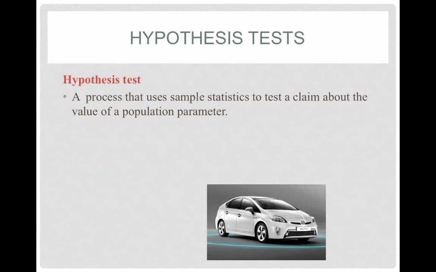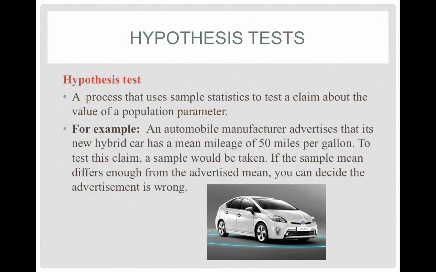Okay, so what the heck is a hypothesis test? A process that uses sample statistics, okay, so we're going to use sample statistics to test a claim about the value of a population parameter. Okay, so in other words, we're going to use X bar to test a claim about mu. For example, an automobile manufacturer advertises that its new hybrid car has a mean mileage of 50 miles per gallon. To test this claim, a sample would be taken. If the sample mean differs enough from the advertised mean, you can decide the advertisement is wrong.